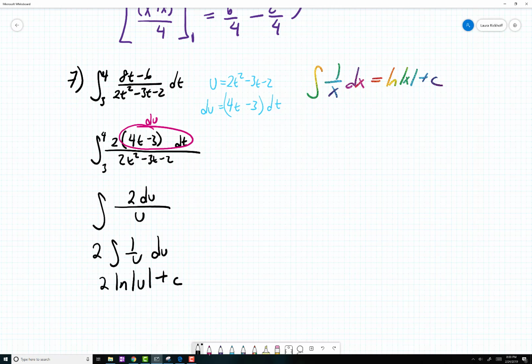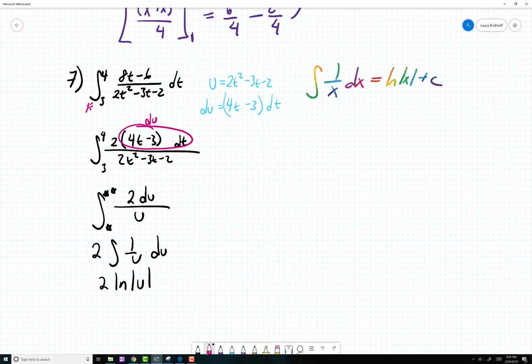Now again, because we have limits, if you choose to ignore the limits for a while, some teachers allow you to just kind of do star, double star sort of deal. And you could plug back, oops, so there's no plus c because we have limits. So let's change our limits just to get in that habit. So when the x is 3, the u would be 3 squared is 9 times 2 is 18 minus 9 minus 2, so that should be 7. So my new lower limit is a 7.